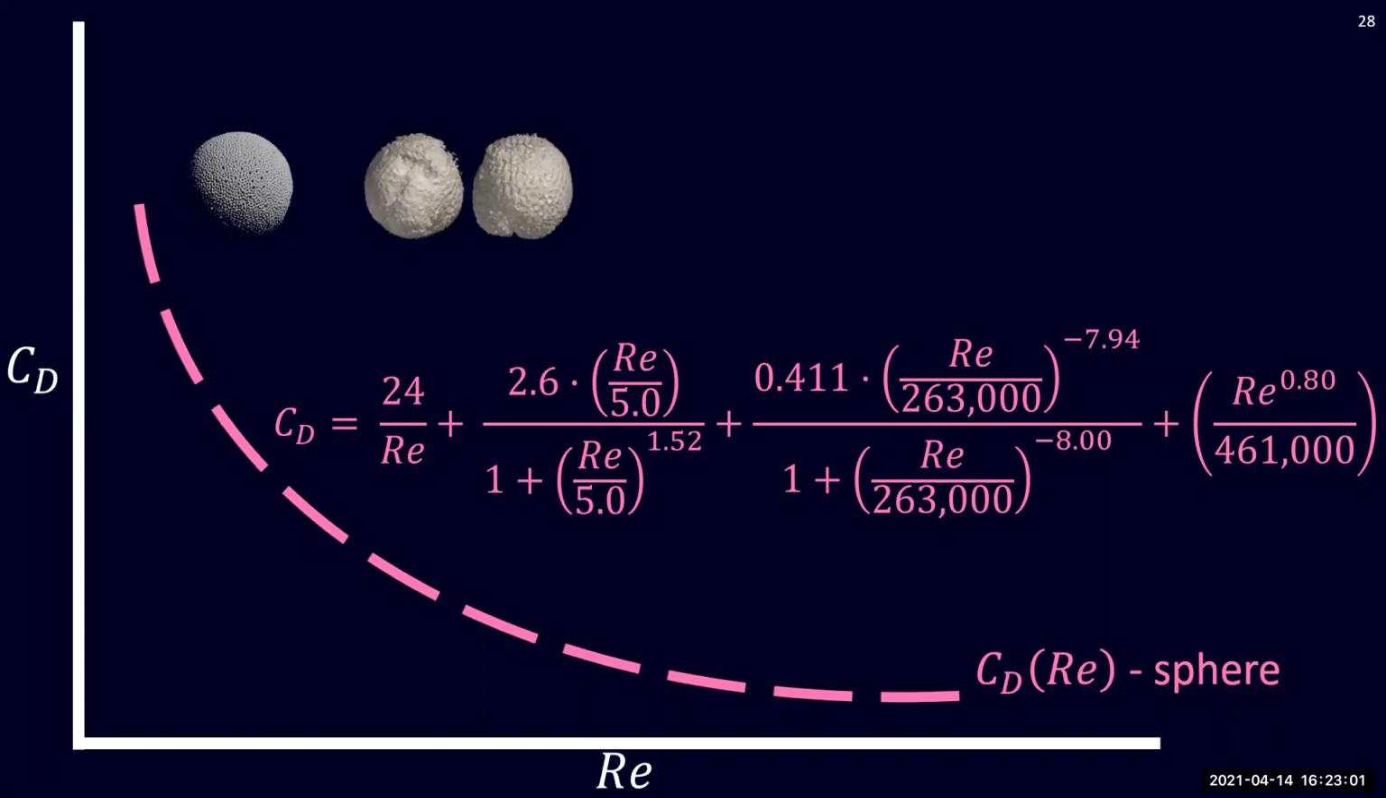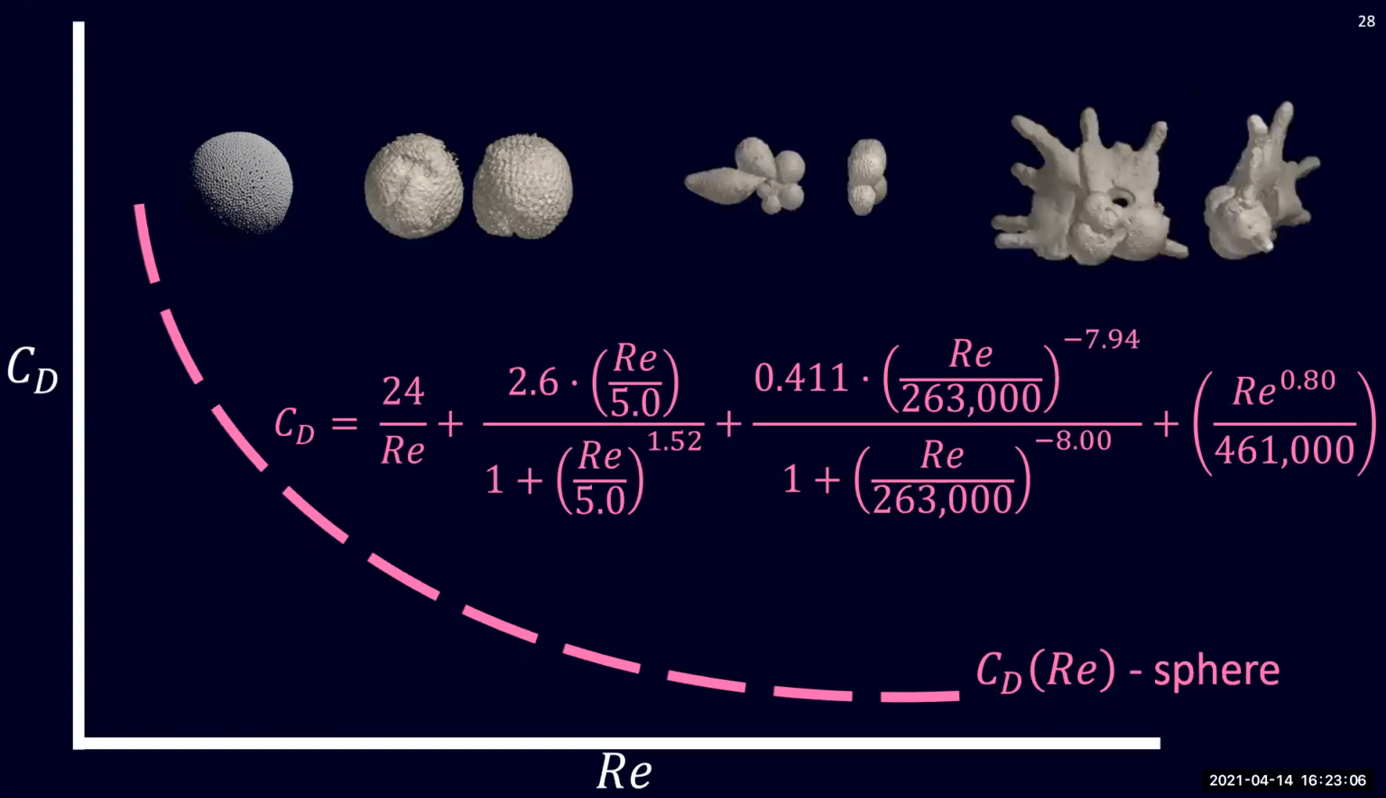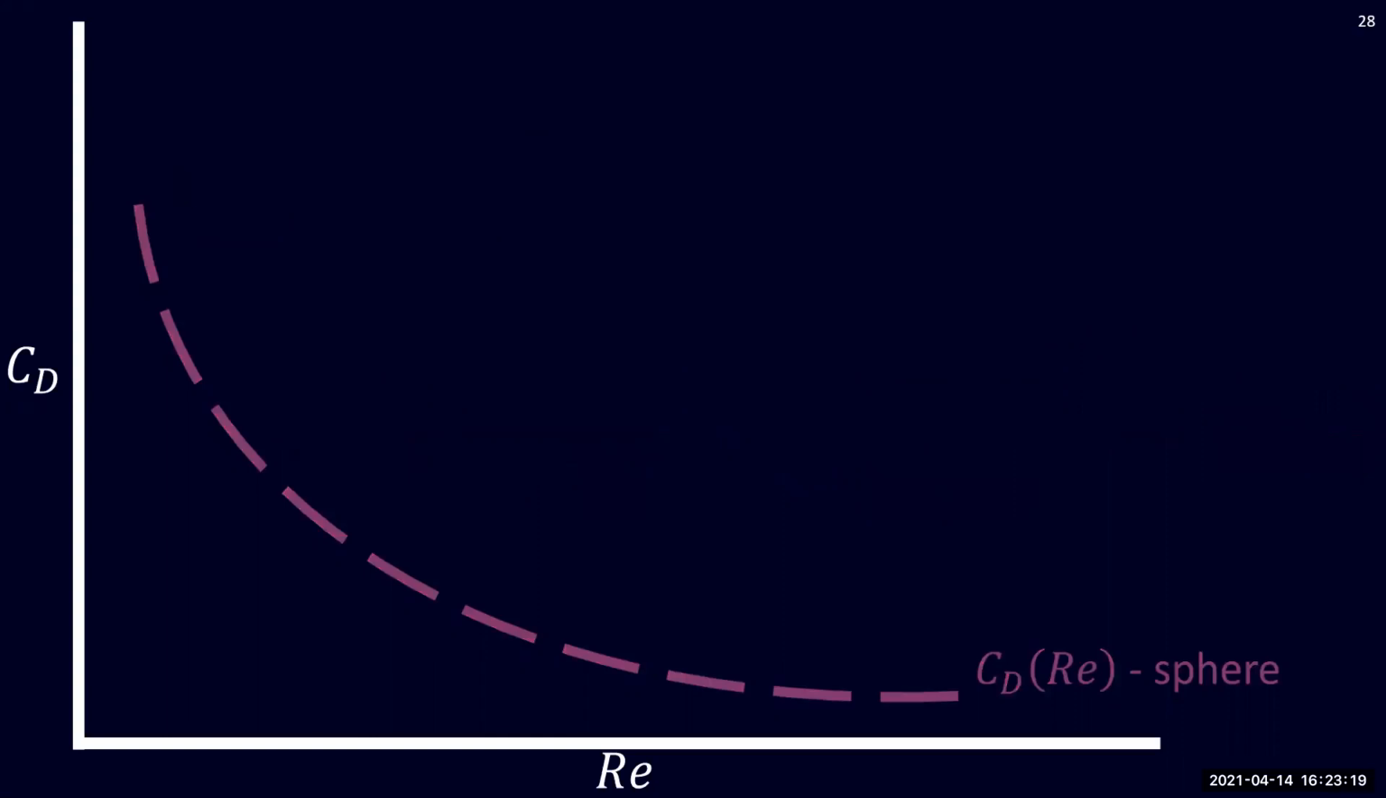And this species is also relatively spherical. However, some species really aren't that spherical. So for these, there are no known equations that can easily describe the relationship between drag coefficient and Reynolds number.